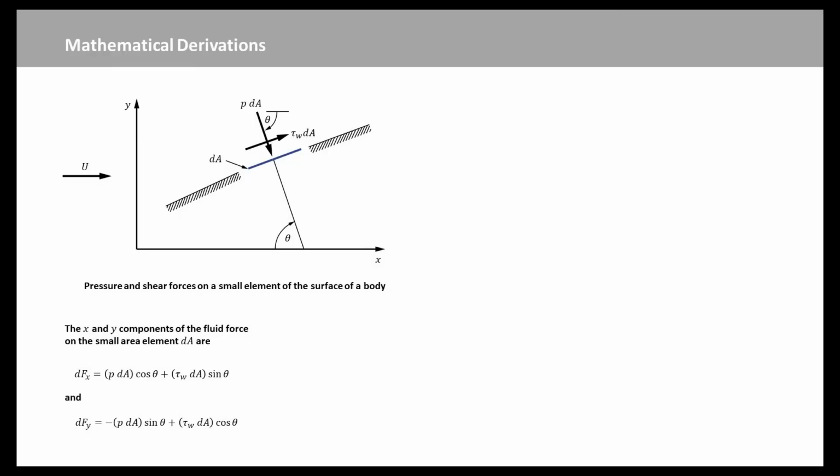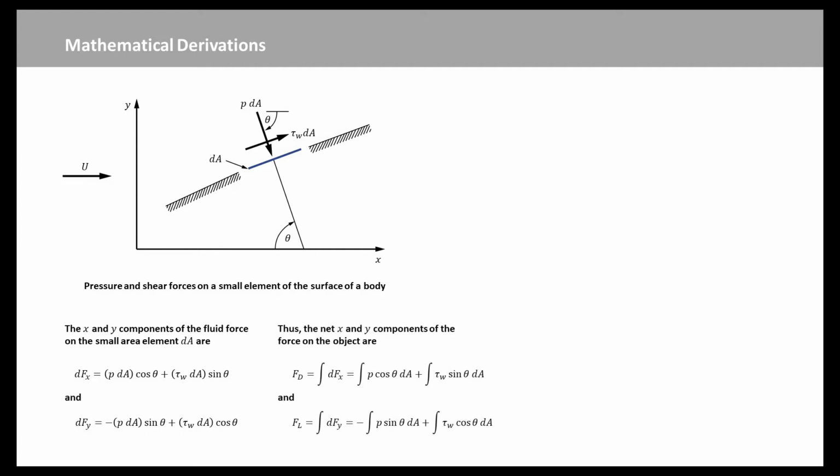The resultant of the shear stress and pressure distributions can be obtained by integrating the effect of these two quantities on the body surface, as is indicated in this figure. The x and y components of the fluid force on the small area element dA are expressed here. Thus, the net x and y components of the force on the object are given by these equations.